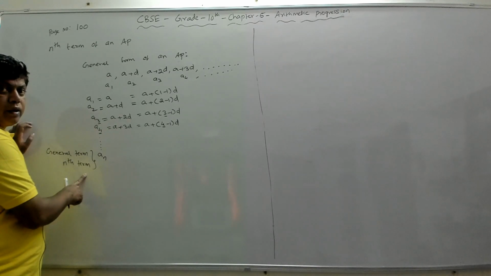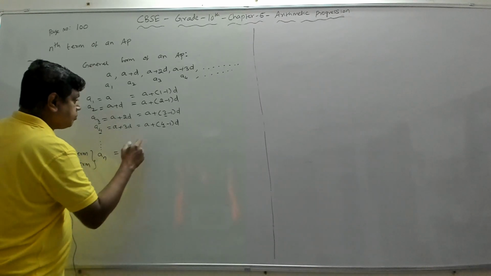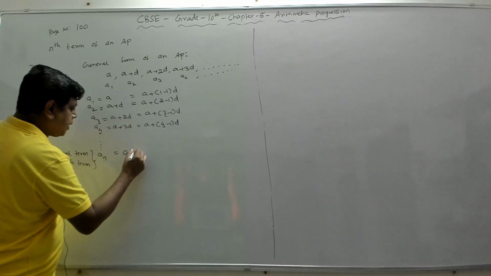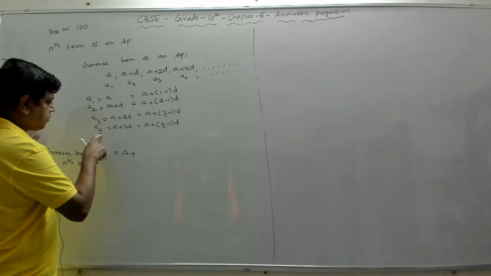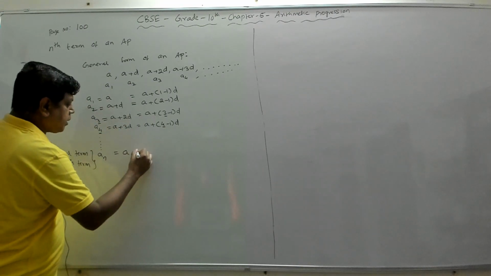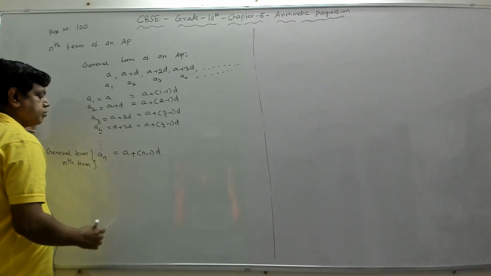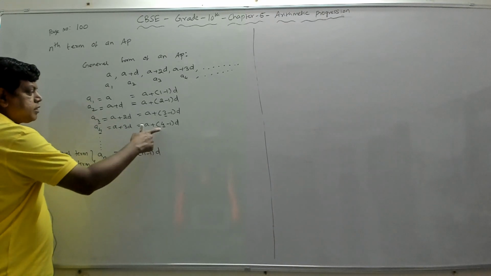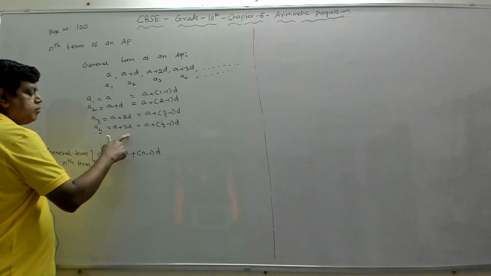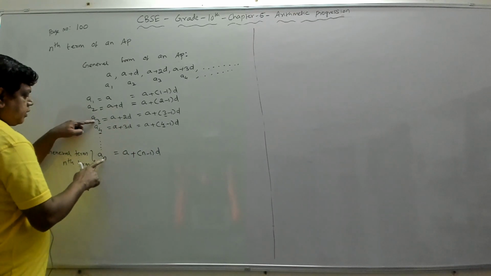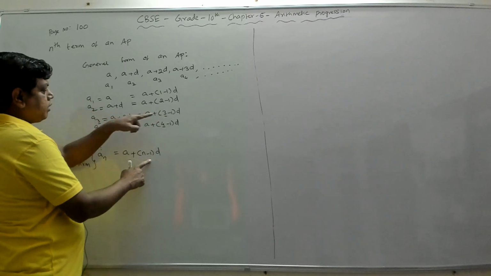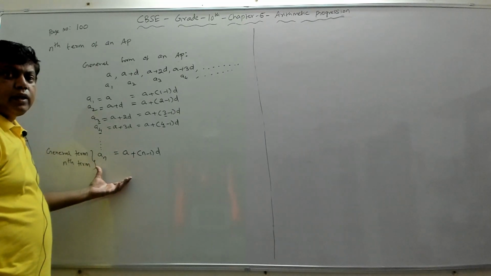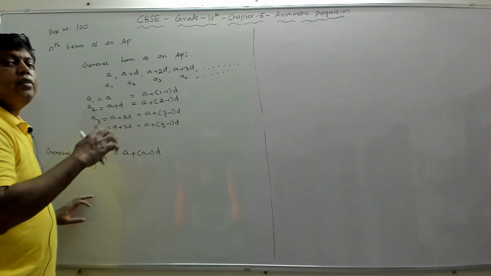Now the nth term is given by, if it is 4 there, I should put n here. So an becomes a plus (n minus 1) times d. If I put n equal to 4, I'll get a plus (4 minus 1) times d, which is a4. If I put n equal to 3, I'll get a plus (3 minus 1) times d, which is a plus 2d, I'll get a3. So this is the formula to find any general term of an AP, or nth term of an AP.